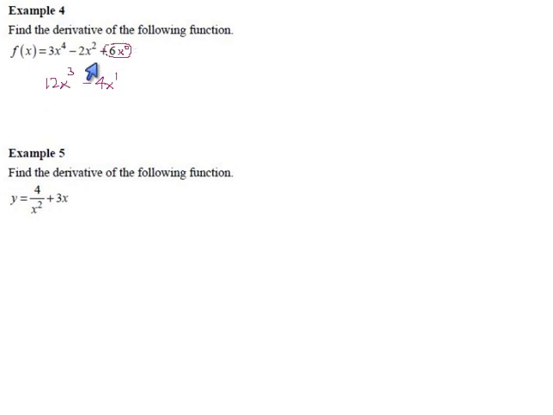Anytime you have a constant, its derivative is 0, because constants do not change. They don't have a rise or a run. They don't care about any changes in x, so they tend to drop out when you do the derivative. So the finished derivative for this would be 12x cubed, I'll write dy/dx equals 12x cubed minus 4x, and I won't bother with the first power.